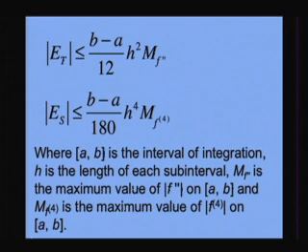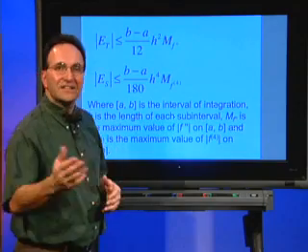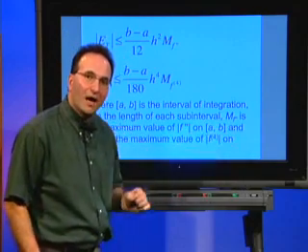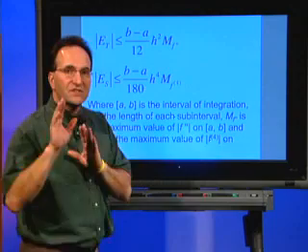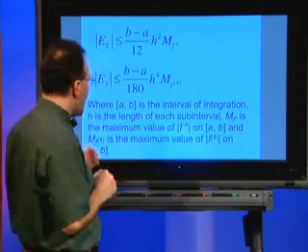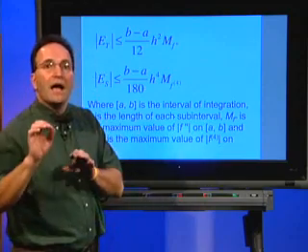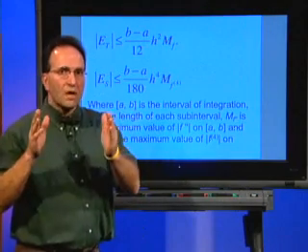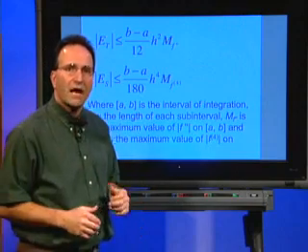h is the same thing, the length of each subinterval. And as I said, M sub f double prime is the maximum value of the absolute value of the second derivative on that interval from a to b. And M sub f of 4 is equal to the maximum value of the absolute value of the fourth derivative on the interval from a to b. Well, you can see that it's possible to calculate the errors, so let's give it a try by looking at an example.